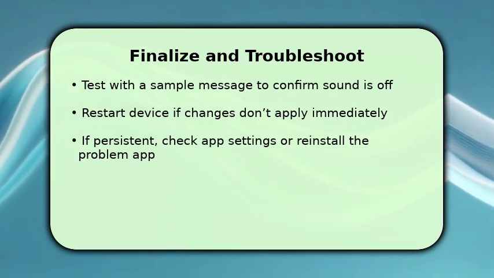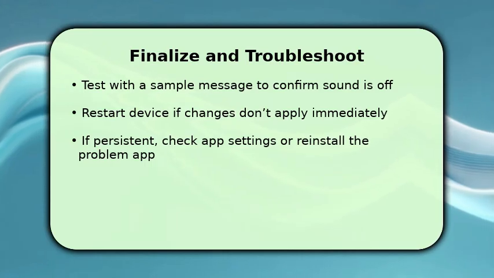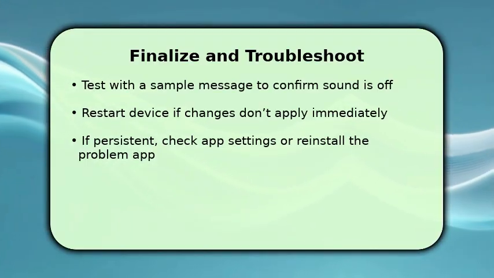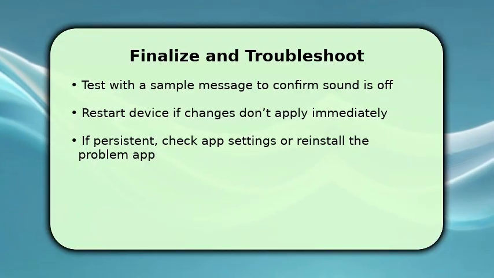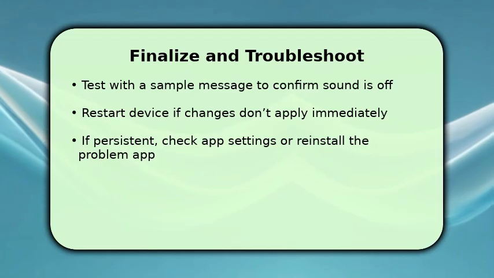Make sure apps don't have an app sound toggle set separately. Open the app's own settings and silence notifications there too. If a single app ignores settings, clear its cache or reinstall it. This often fixes corrupted preferences. If problems persist, check for an OS update. Then repeat the steps.